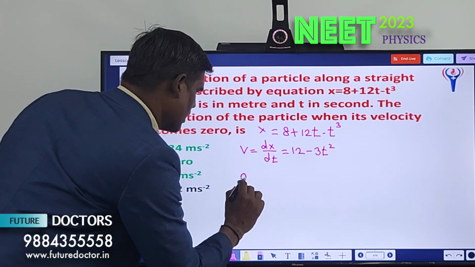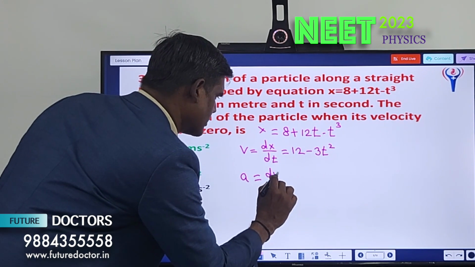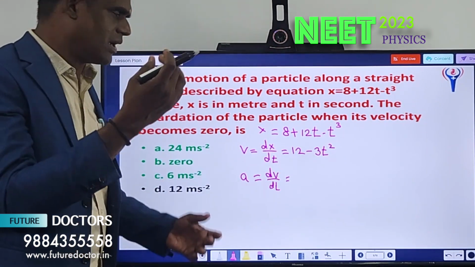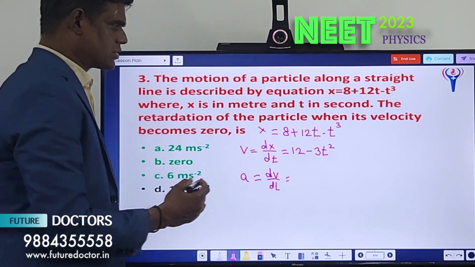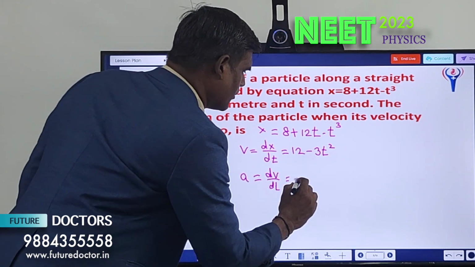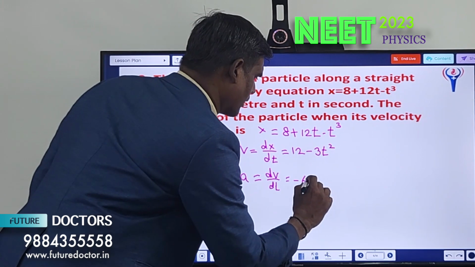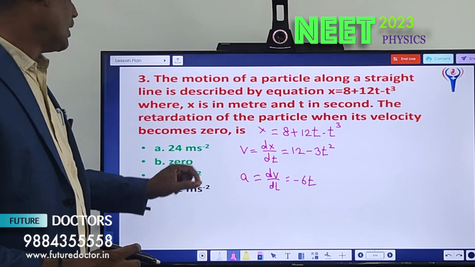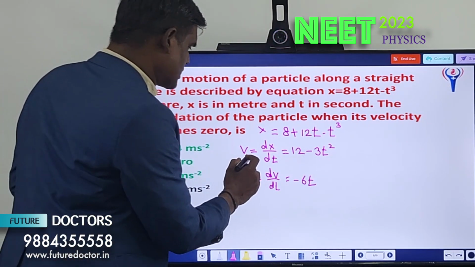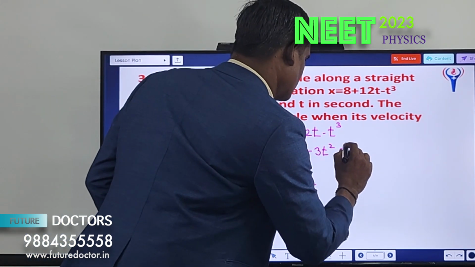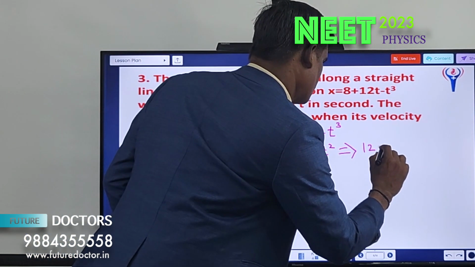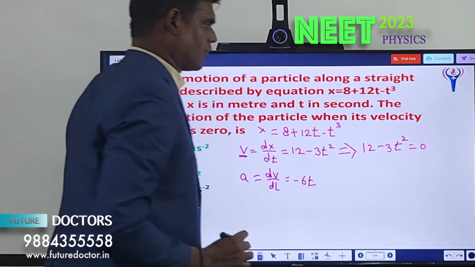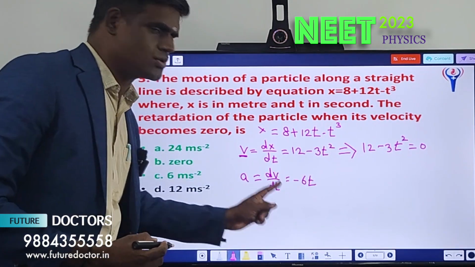Next, acceleration. Acceleration a equal to rate of change of velocity, differentiate dx by dt again, that is d square x by dt square. Now 12 is constant and 3t square if you differentiate, minus 6t. Now the question is find the retardation, that is a, when its velocity becomes 0. So velocity is 0 means 12 minus 3t square equal to 0. From this find t and substitute here.